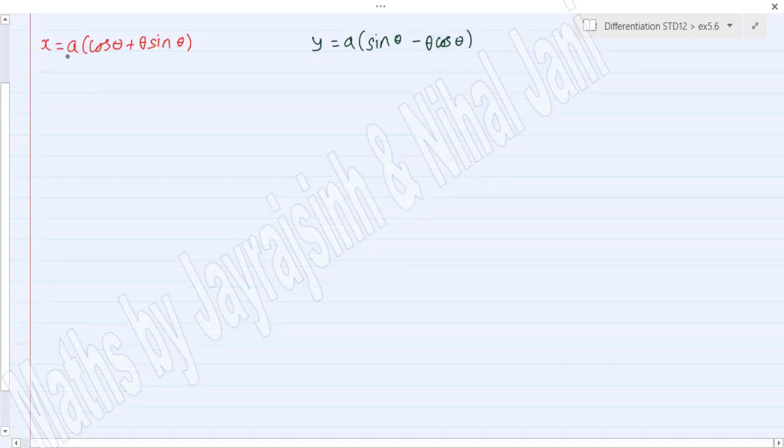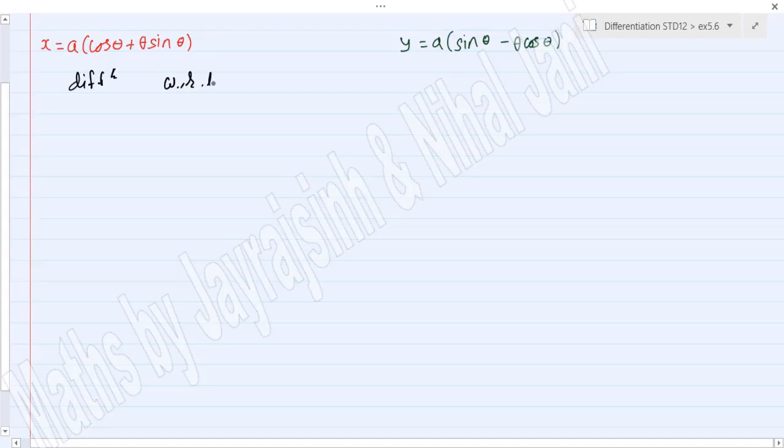Here we have x is equal to a into cos theta plus theta sin theta, and y is equal to a into sin theta minus theta cos theta. X and y both are functions of theta. So let's differentiate both functions with respect to theta. So we'll get dx by d theta. On the right hand side, your a is constant. We don't have to worry about it.